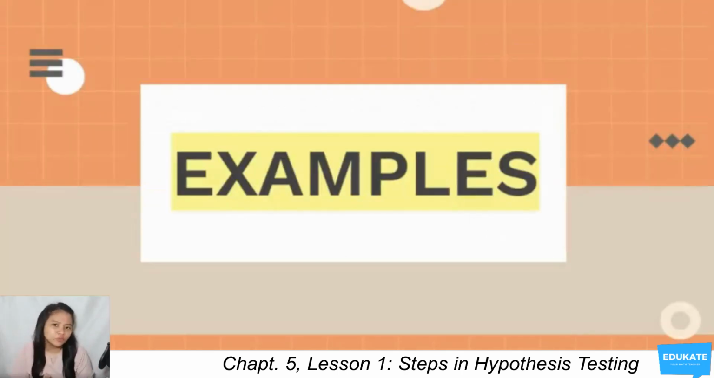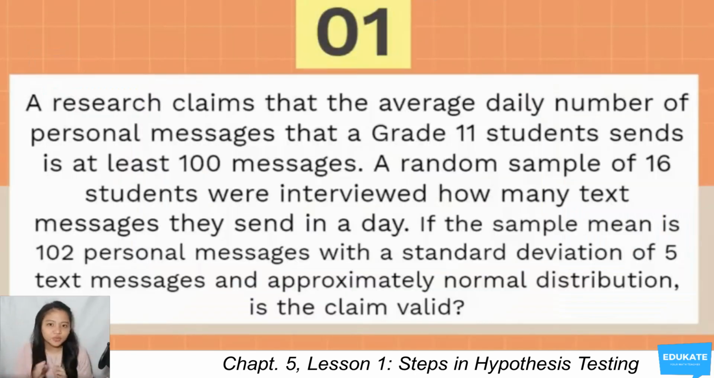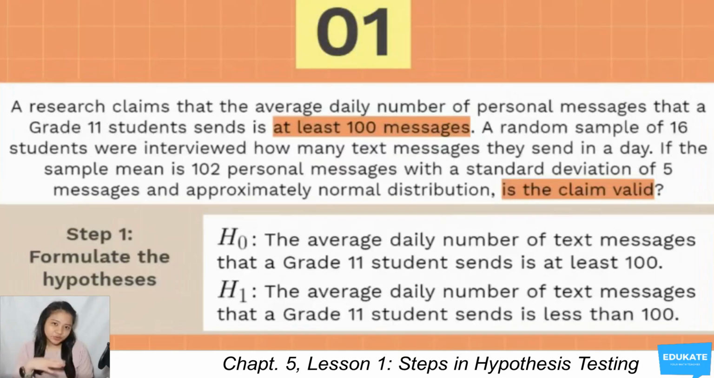We are just going to focus on the first 2 steps in hypothesis testing, which is to state your null and alternative hypotheses and to state your decision rule. So for the first one, we have here a research claims that the average daily number of personal messages that a grade 11 student sends is at least 100 messages. A random sample of 16 students were interviewed how many text messages they send in a day. If the sample mean is 102 personal messages with a standard deviation of 5 text messages and approximately normal distribution, is the claim valid?